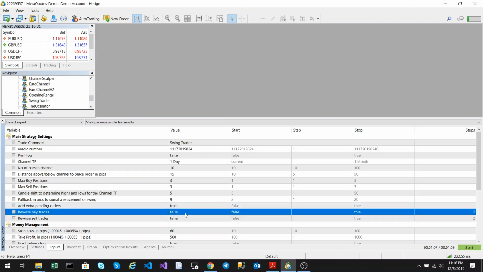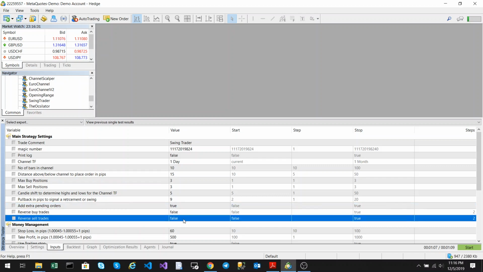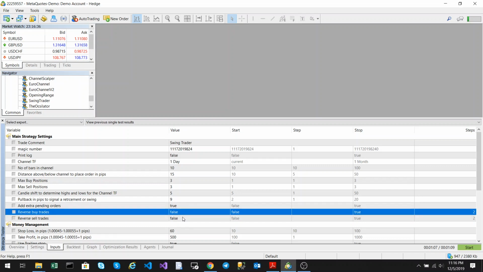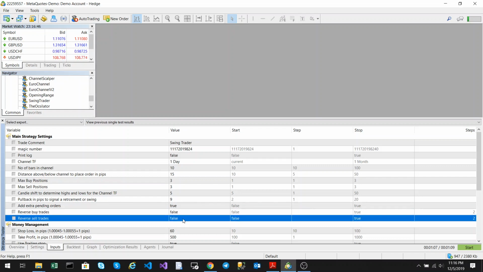And here you could reverse your buy trades and reverse your sell trades. So for instance, in a downward market, you could reverse your buy trades, then they will become sell trades, so then you'll only have sell trades. Or if you're in an uptrend market, you can reverse your sell trades to buy trades, and then when it breaks out the higher portion, it will buy, and if it breaks below the lower portion, it will buy as well.